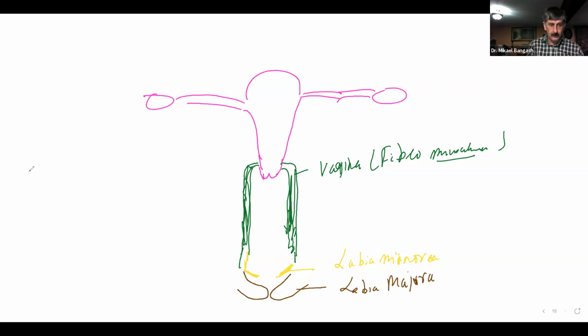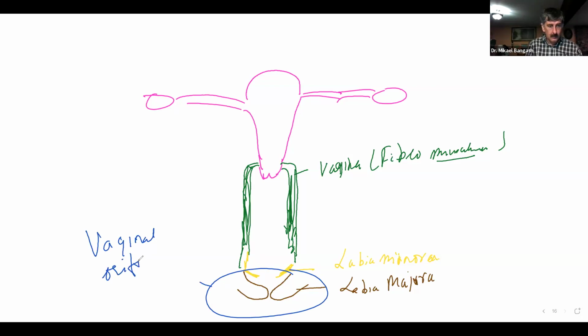So this hole here is what we can call the vaginal orifice. Let me just write that. Vaginal orifice. The orifice means opening.